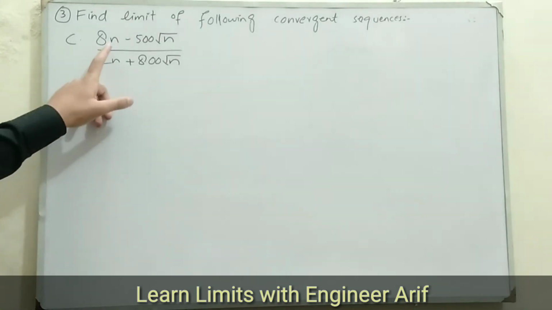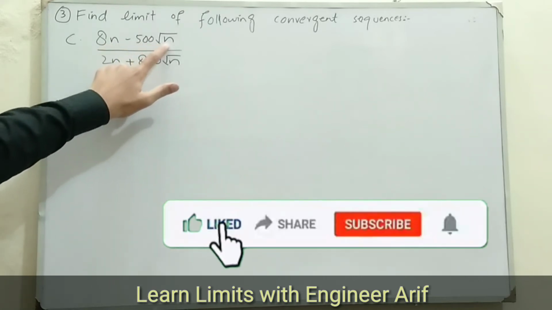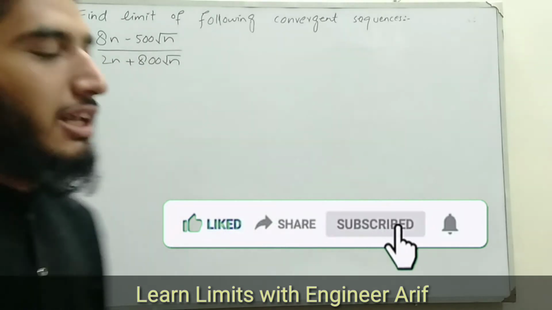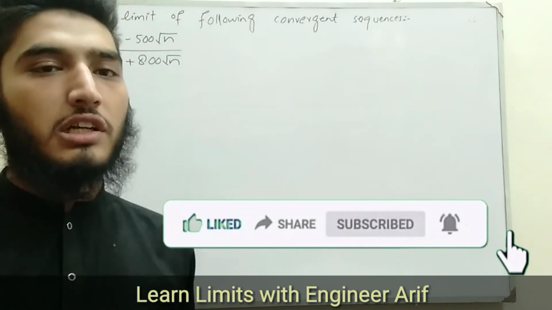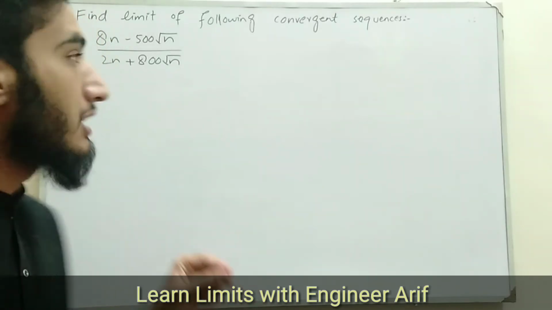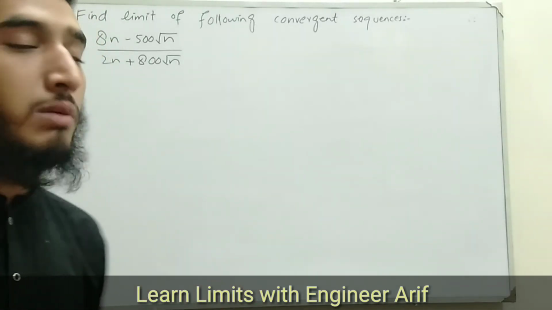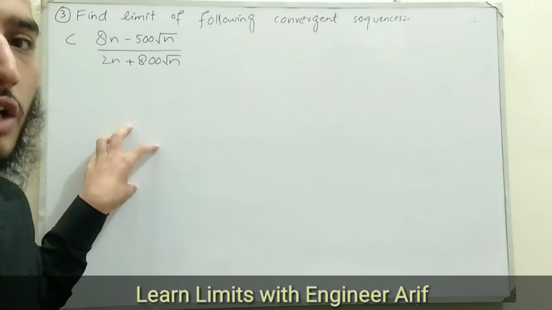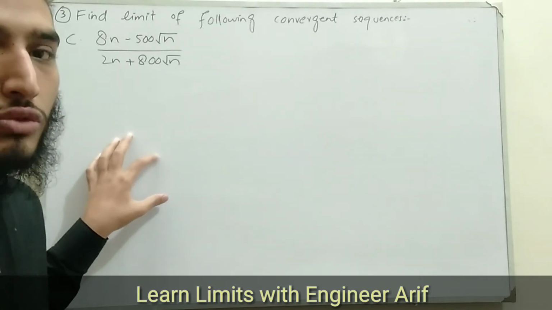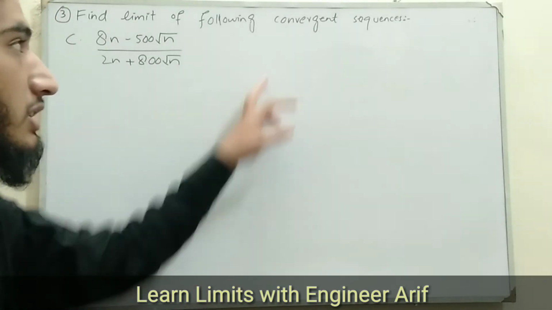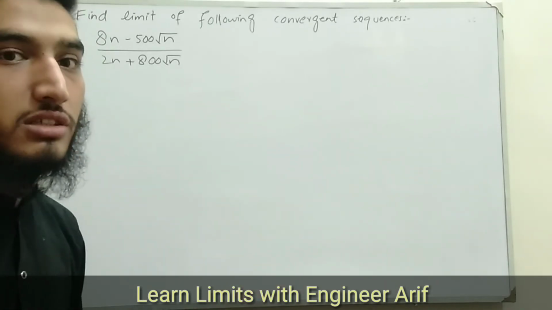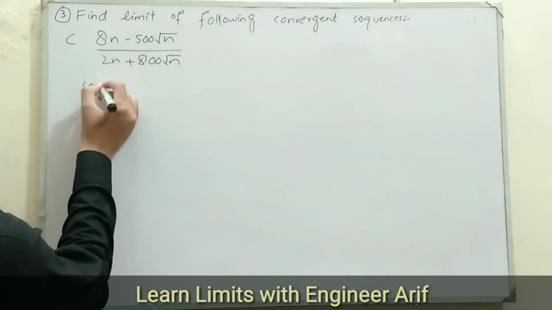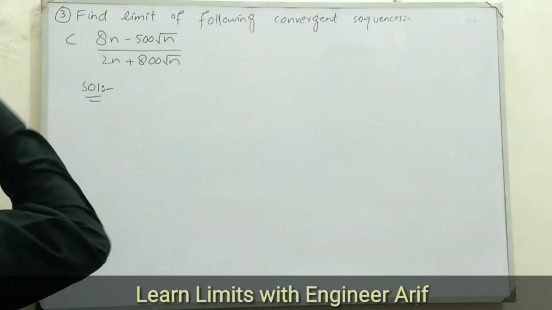Now move to the last part of today's lecture, and the last part of question number 3. It asks about the limit of 8n minus 500 square root n divided by 2n plus 800 square root n, when the variable approaches infinity. This type of question can be solved in a single step through a trick. But this is a question, so we will solve it step by step. And for MCQs, we do not have maximum time. That's why in MCQs we can solve this type of question related to convergent sequences in a few seconds. So I'm going to solve it step by step and also through the trick. First I'm going to solve it step by step.